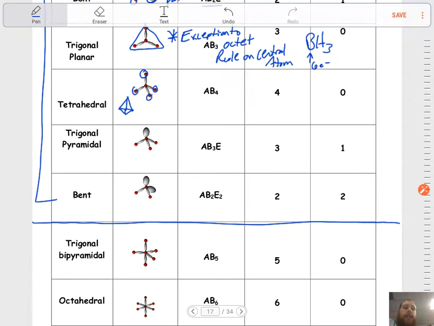Trigonal pyramidal, similar to tetrahedral, except it's only got 3 atoms bonded to the central one, and then it's got this lone pair guy right here that kind of pushes everything down. In class, I will have 3-dimensional models so you guys can visually see them in real space. So ask me about that. I'll have them out on one of the counters so you guys can see what they look like.